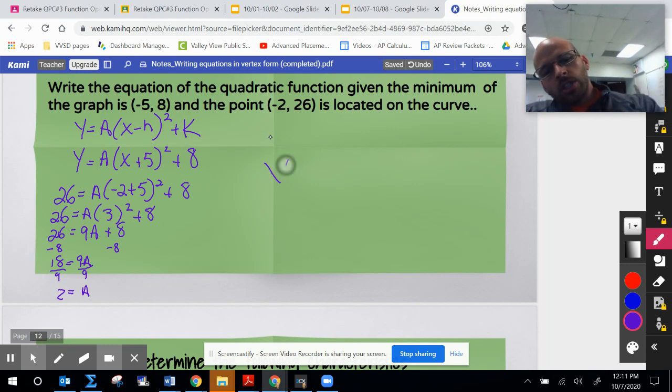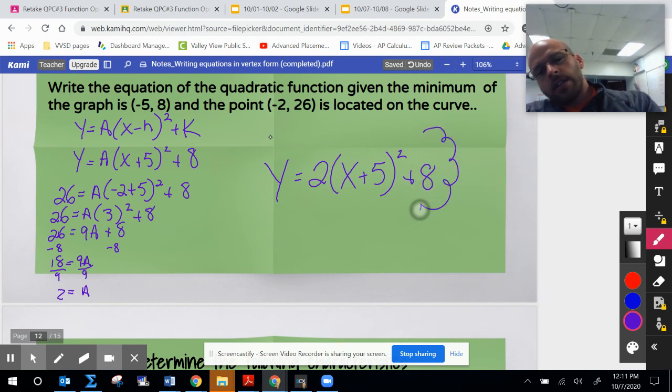So my equation in vertex form of this quadratic is 2 times x minus my vertex, which would end up being a plus 5, squared, plus 8. And this is my answer.